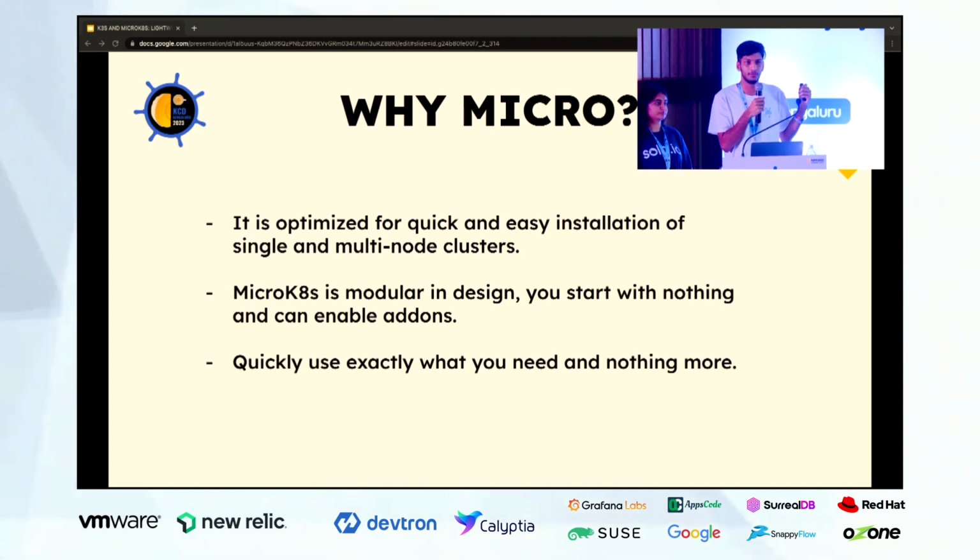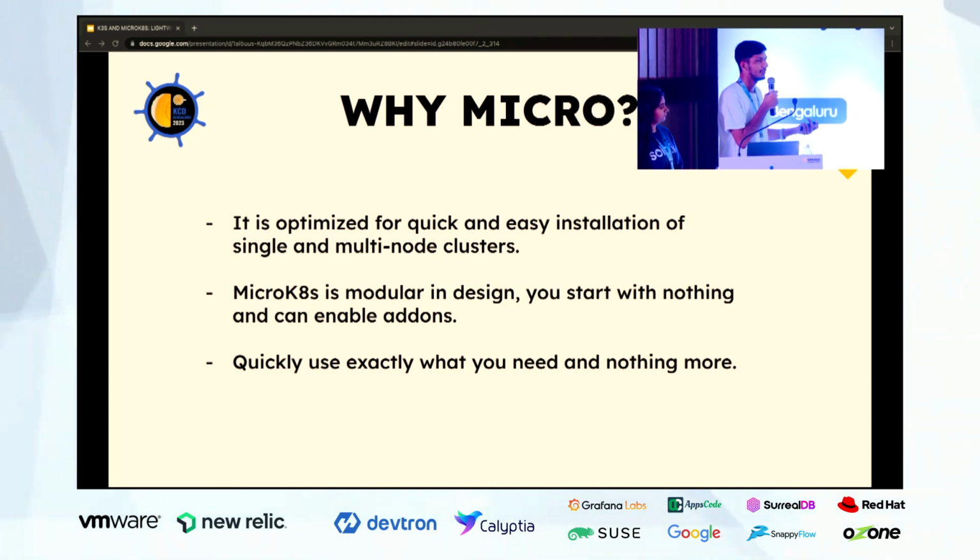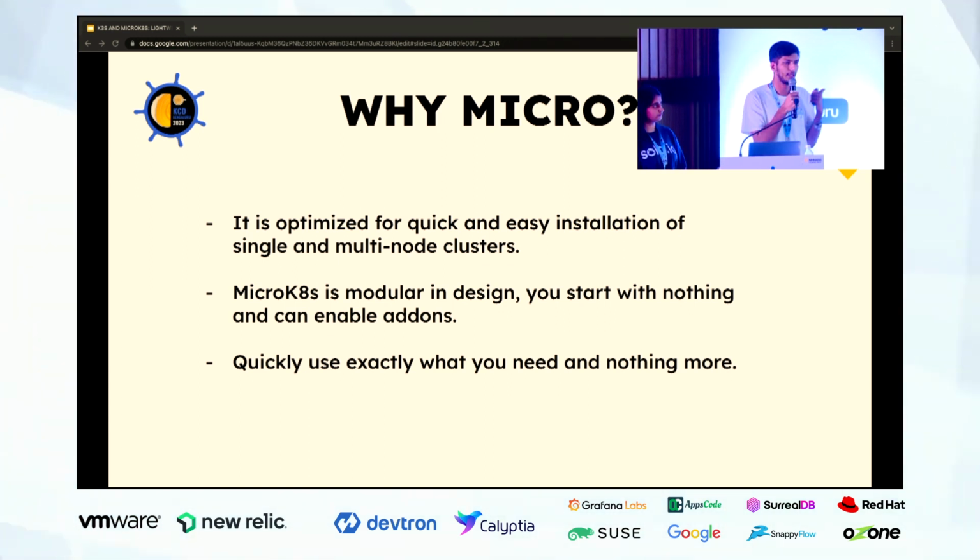Also, MicroK8s provides you with high-level add-ons such as Istio, Knative. So such big-level add-ons with low memory consumption is the best solution if we talk about edge. Now, you can quickly use what you need and nothing more. Exactly what I talked about right now.